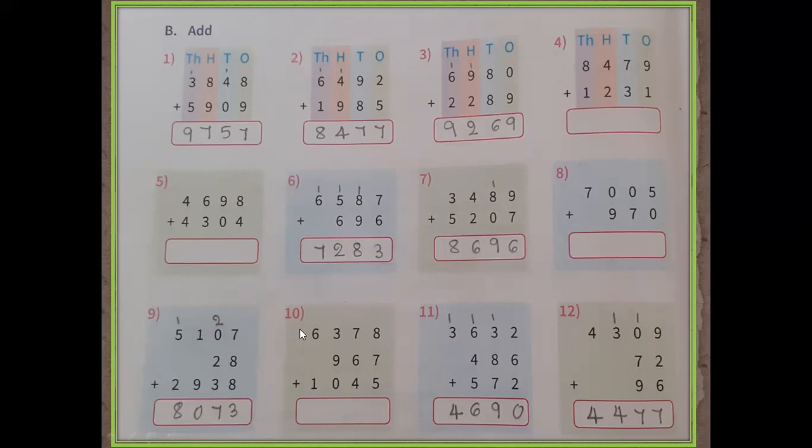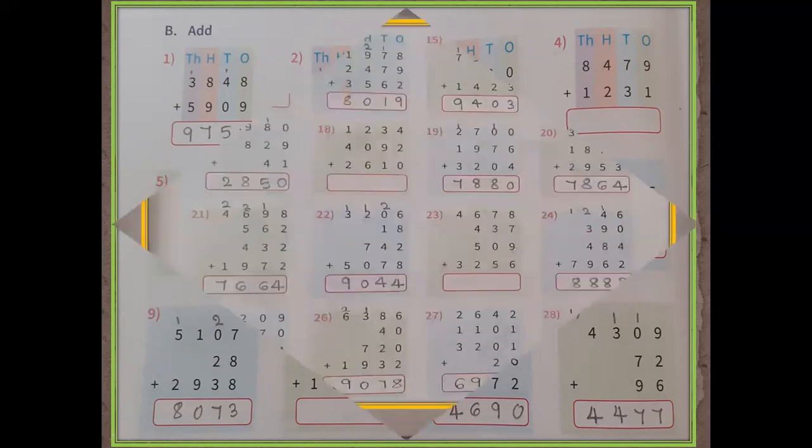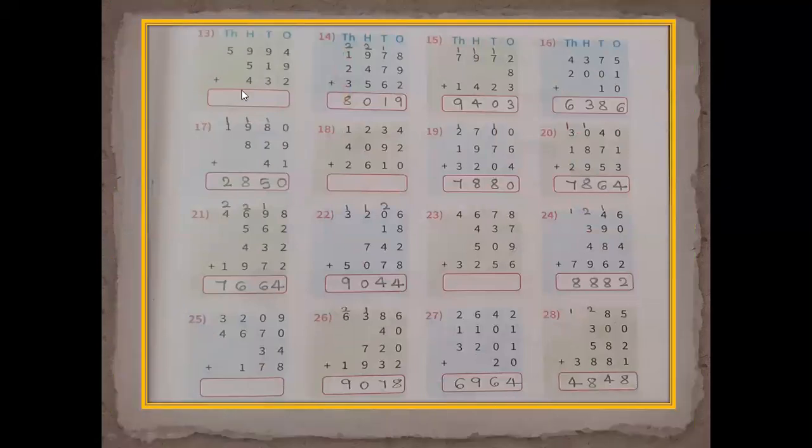Okay, next, 10th one, 6378 plus 967 plus 1045. You have to do in your textbook. 11th one, 3632 plus 486 plus 572, that is equals to 4690. And then 12th one, 4309 plus 72 plus 96, that is equals to 4477. Like that only 13 to 28 you have to add.